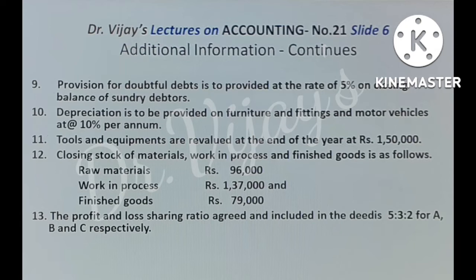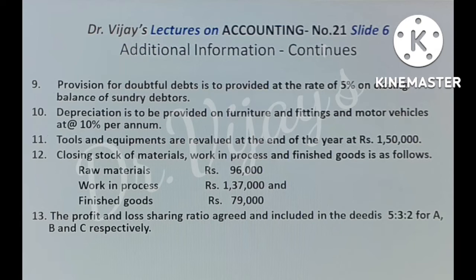Next, depreciation will be provided on furniture and fittings and motor vehicles at 10% per annum. Calculate the depreciation; it is to be shown on the profit and loss account debit side and to be subtracted from furniture and fittings and motor vehicles on the balance sheet asset side.